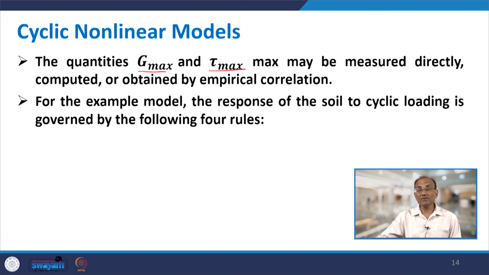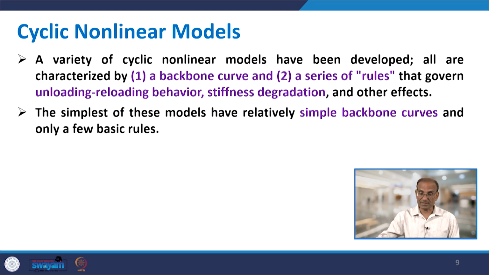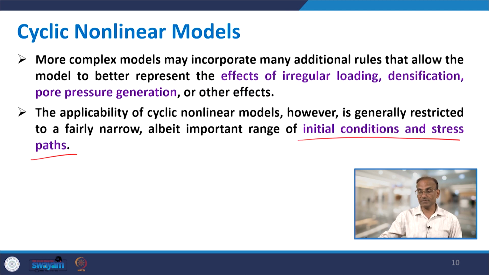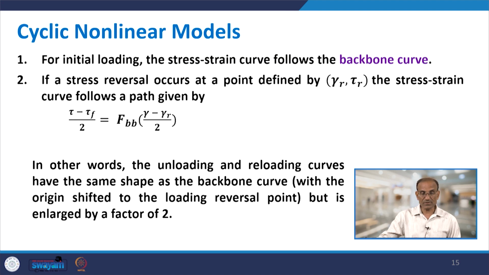Now, as we said, these models are governed by two factors. One is a backbone curve and another is a series of rules. Now we are coming to the series of rules used by these models. For the simple model there are 4 rules, and we are going to discuss all 4 rules for cyclic non-linear models in detail. After that, we will discuss one example of how these 4 rules are applied.